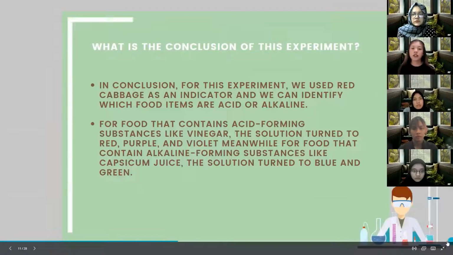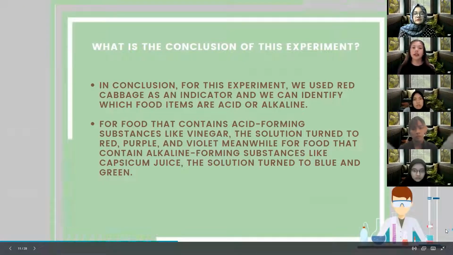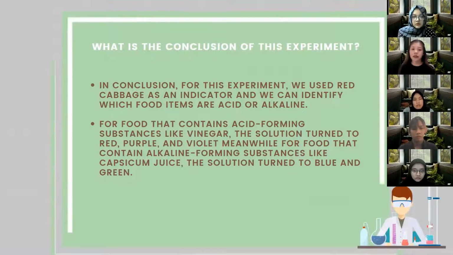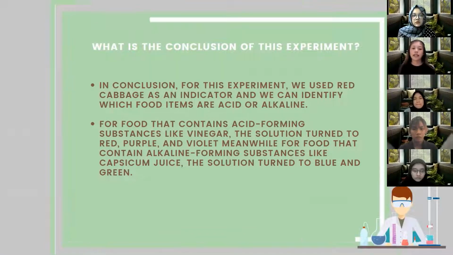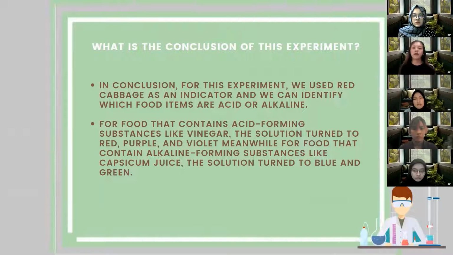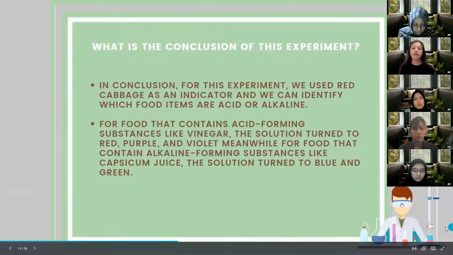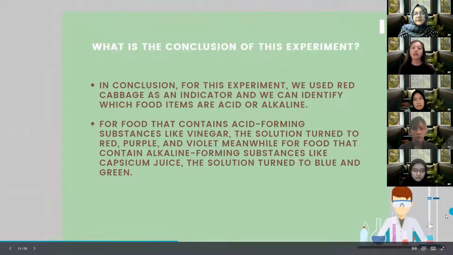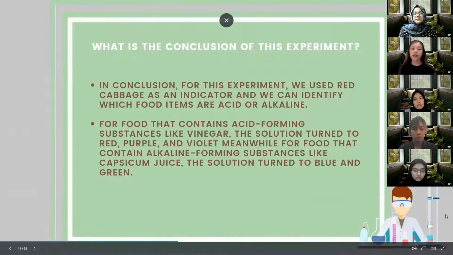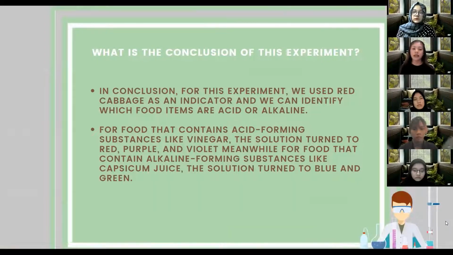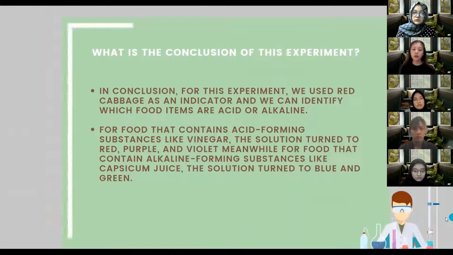What is the conclusion of this experiment? In conclusion, for this experiment, we use red cabbage as an indicator and we can identify which food items are acid or alkaline. For food that contains acid-forming substances like vinegar, the solution turns red, purple, and violet. Meanwhile, for food that contains alkaline-forming substances like capsicum juice, the solution turns blue and green.